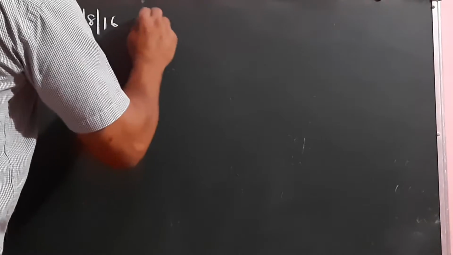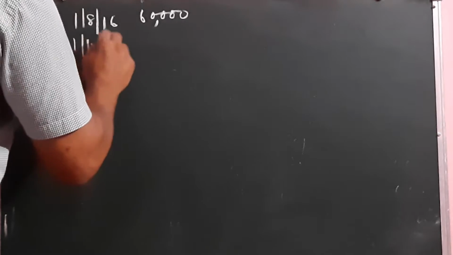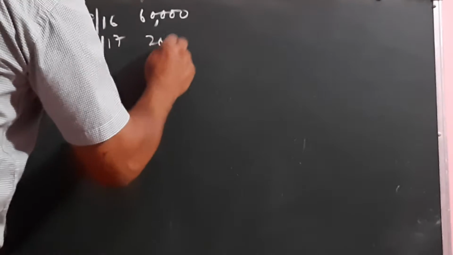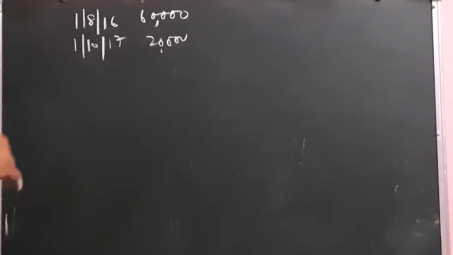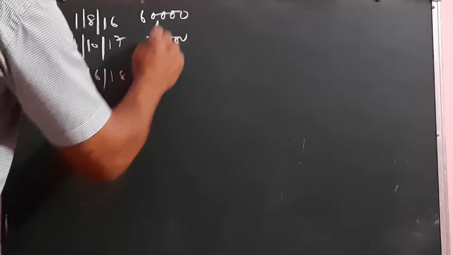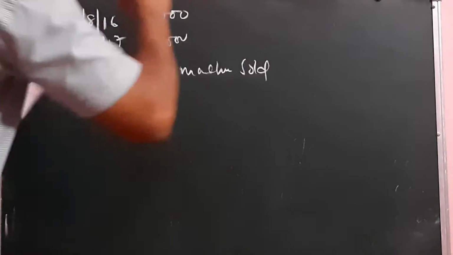The first machine was purchased on 1st August 2016. On 1st August 2016, I am writing here, purchased a machine of 60,000, and on 1st October 2017 purchased another machine of 20,000, and GST is 6% SGST and CGST. And on 30 June 2018 the first machine was sold. Actually this is the question.